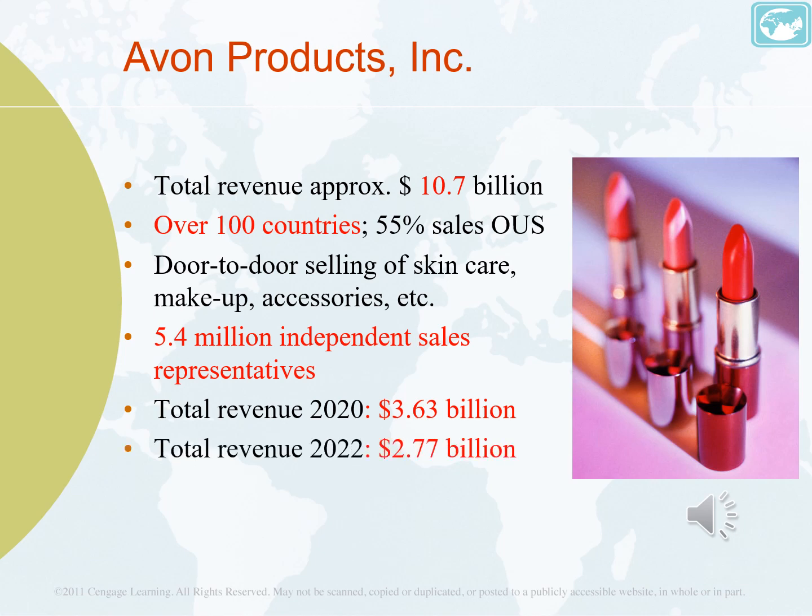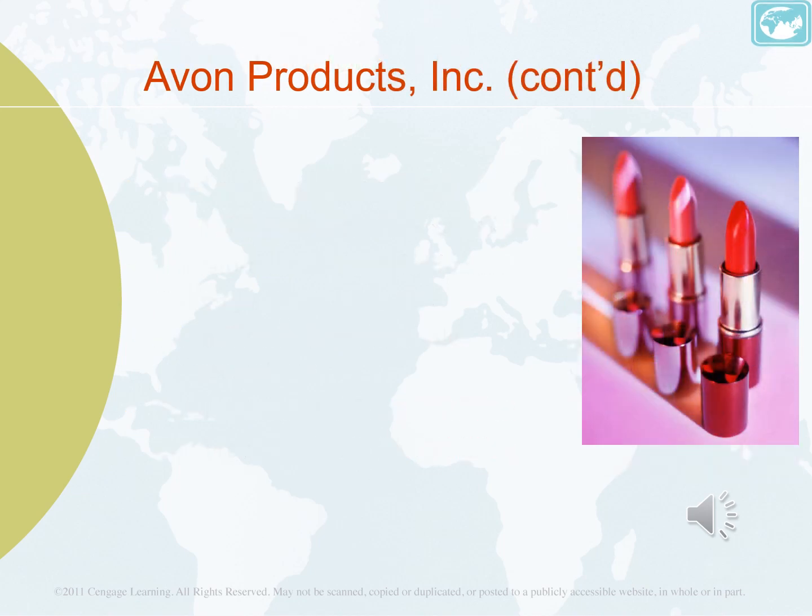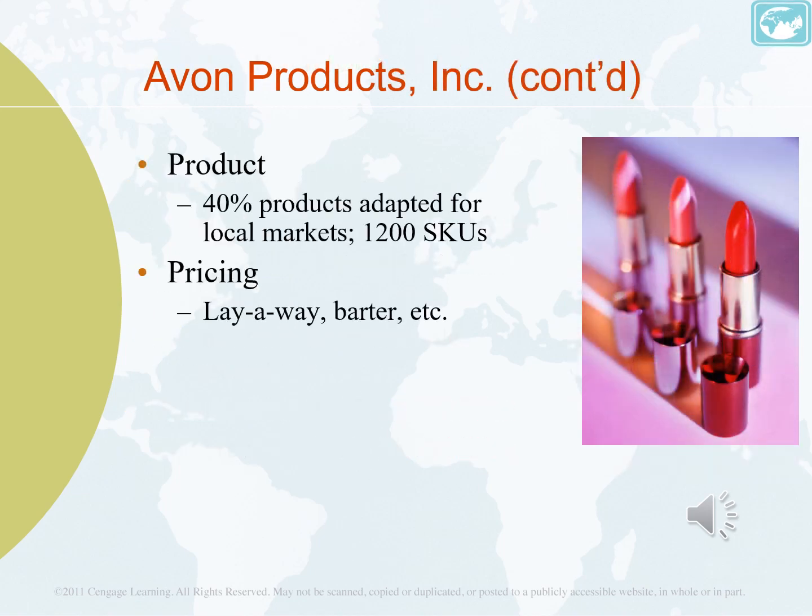The total revenue of 2020 was 3.63 billion US dollars. But last year it was 2.77 billion. The increase is moderate. It's actually a decrease there, probably due to the COVID factors and the recessions. Avon products are now 40% products adapted for local markets. That's 1,200 SKUs. SKU stands for stock keeping units. So they have 1,200 stock keeping units.